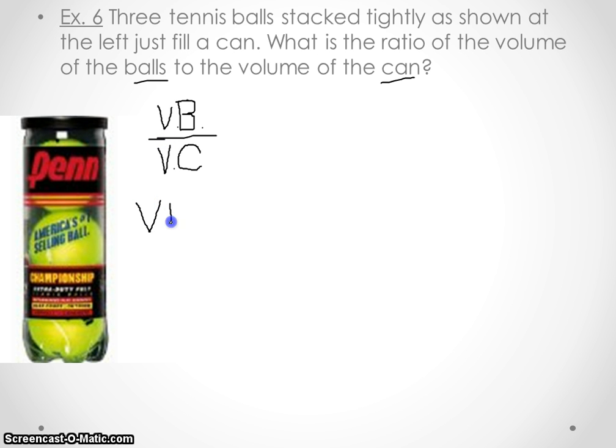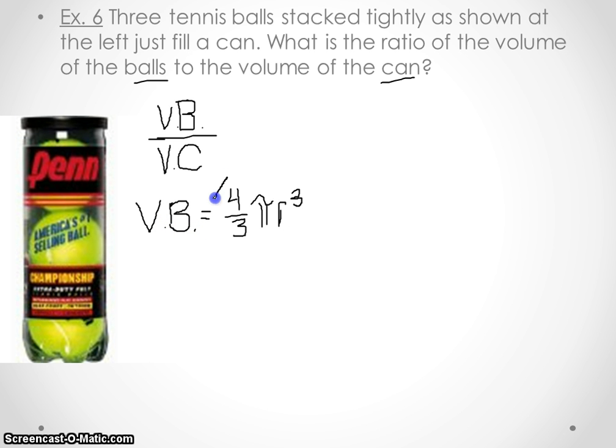So volume of the ball, now if you remember back from geometry, a ball is a sphere, spherical shape. So the volume of one ball is going to be 4/3 pi r cubed, and that's just the formula for volume of a sphere. Now we don't know what r is. They did not tell us a radius here, so that's all we can do, except for the fact that this is just representing one of the balls.